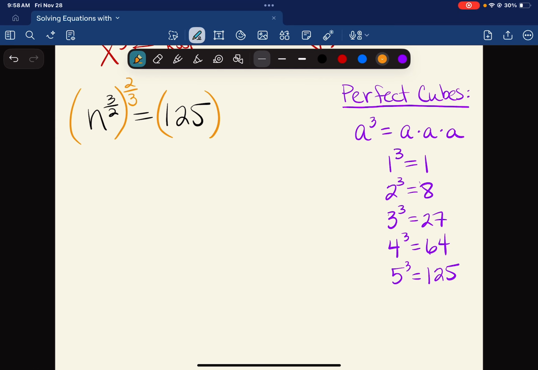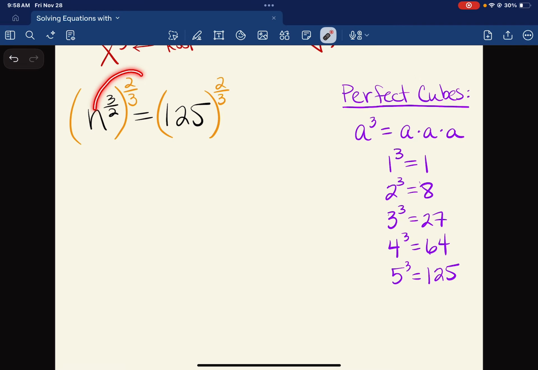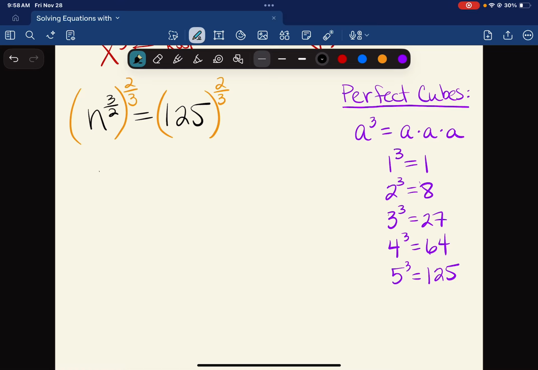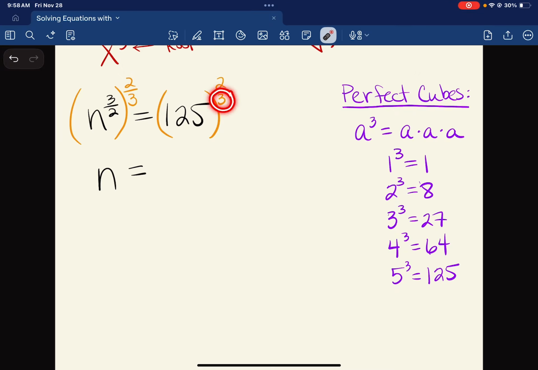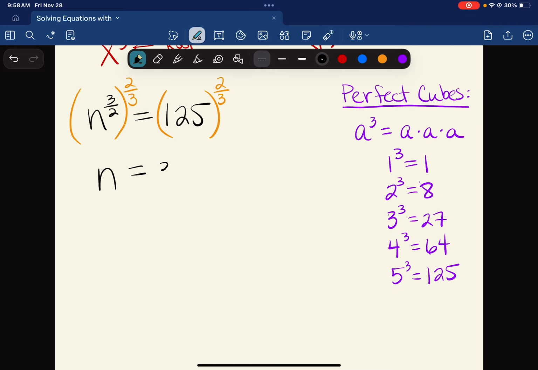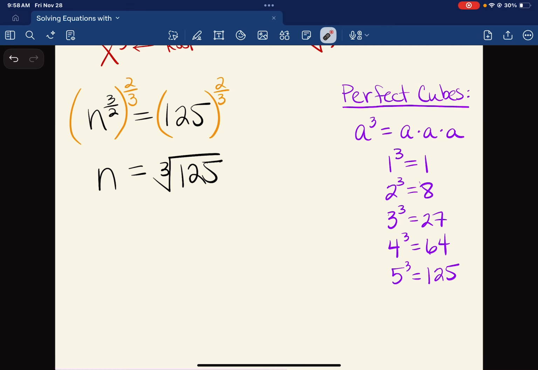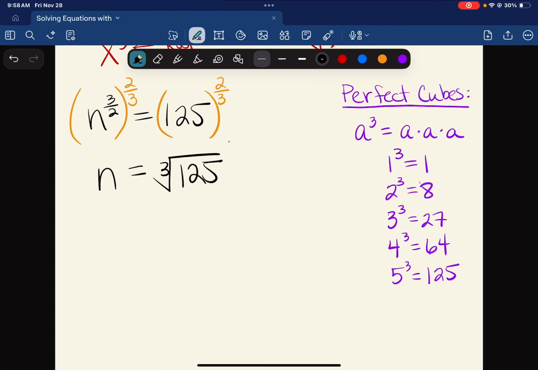I go ahead and I take the right side of my equation to the 2/3 power as well. So now when I have these two exponents, one power taken to another, they multiply to make the number 1. They reduce. So this ends up giving me just n. So I have n equals. Now the right side of my equation I can simplify also. So let me rewrite it first. Our root is the number 3. This is a cube root. So the cube root of 125, and then our numerator was a 2, so it's being squared.